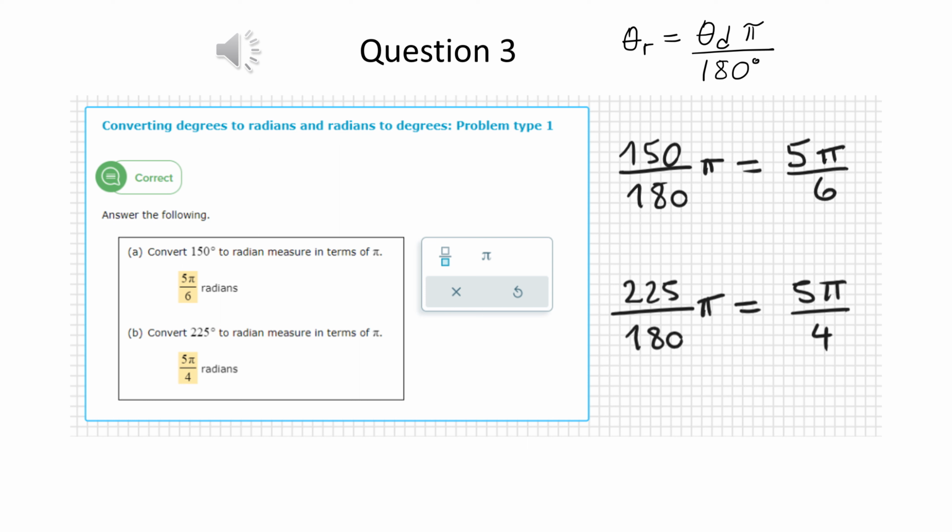We have the formula here. It's basically multiplication by pi and divided by 180. I did both. I get the answer: 5 pi over 6 is the first one, and the second one is 5 pi over 4.